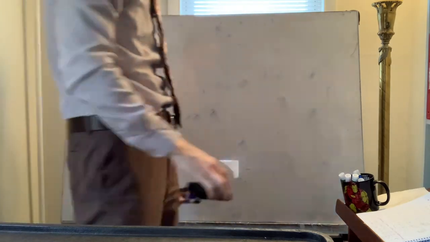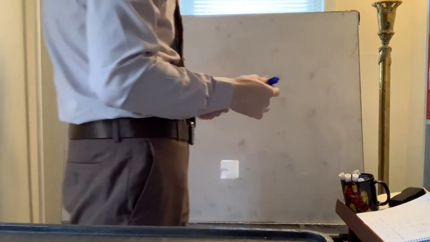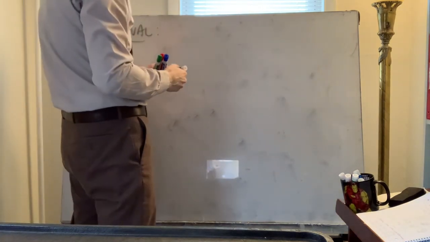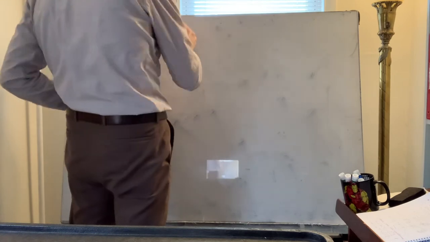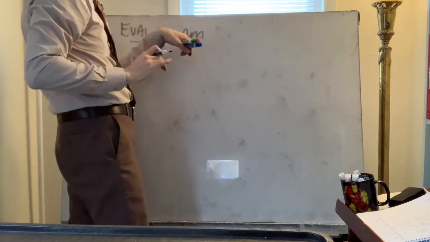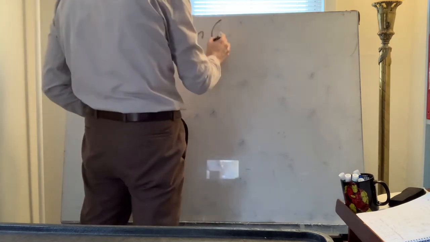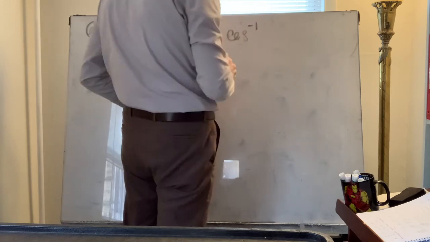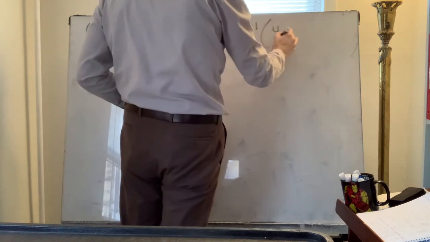Still in the frame. Okay. In this case, look at what you have. I'm going to swap up the situation here. If you have the sine on the outside, it's a regular non-inverse on the outside, right? And then you have cosine inverse on the inside, 4 over 5.